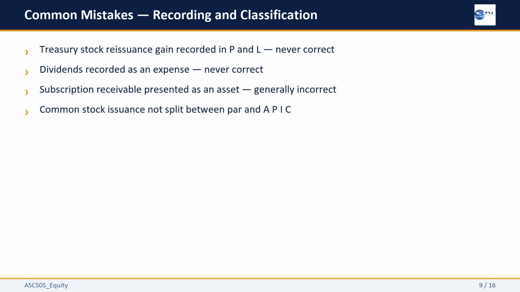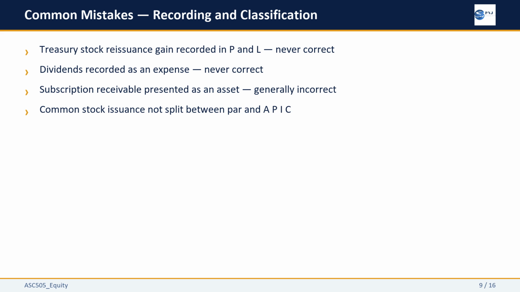4 of the 7 most common mistakes involve recording items in the wrong place. First, recording a gain or loss on treasury stock reissuance in P&L. Treasury stock transactions never touch the income statement. Gains go to APIC and shortfalls come from APIC first, then retained earnings.